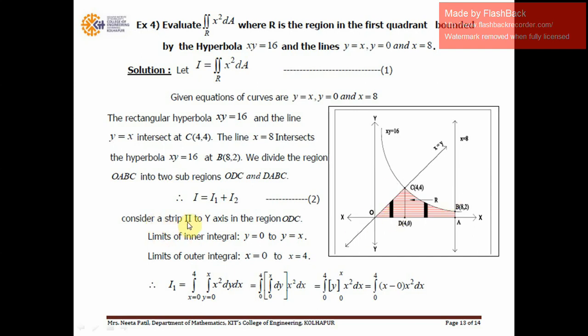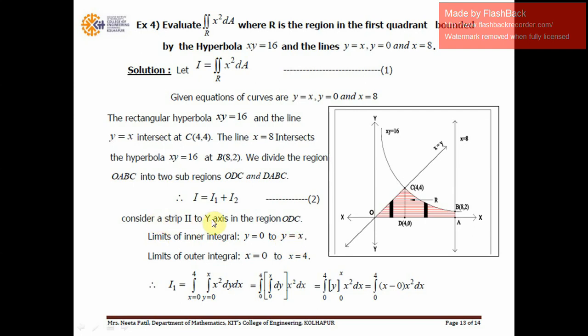So consider a strip parallel to y-axis in the region ODC and find out the limit of inner integral. As the strip is parallel to y-axis, at the two ends of the strip, consider the equation of curves. So the lower end of the strip is on x-axis, so the equation of x-axis is y is equal to 0. The upper end of the strip is on the line x is equal to y, so we have to write down y is equal to x.